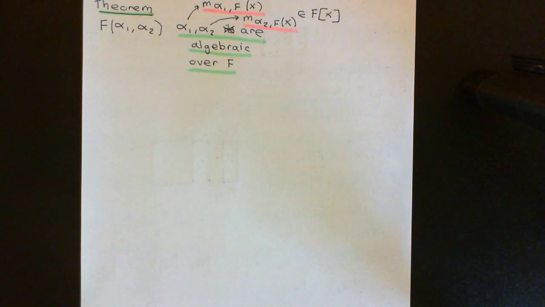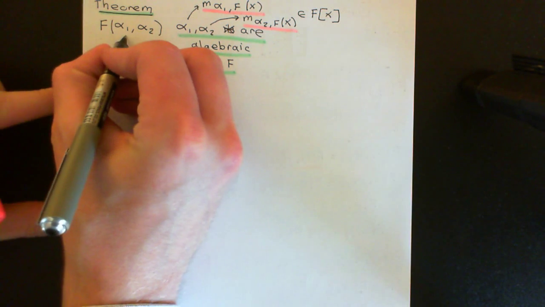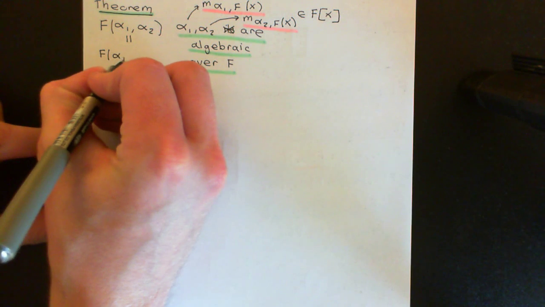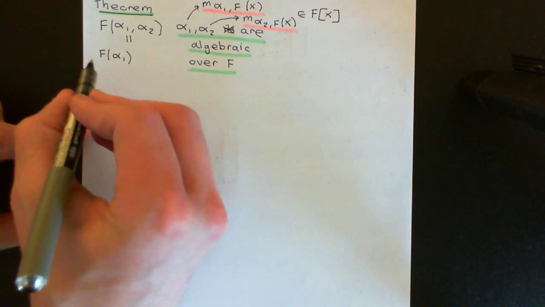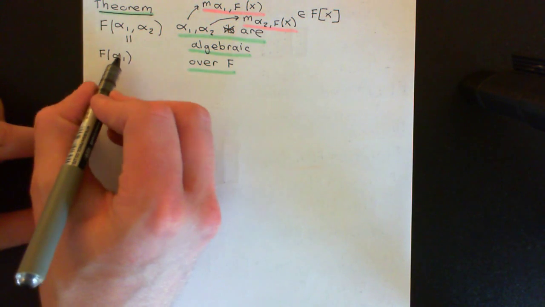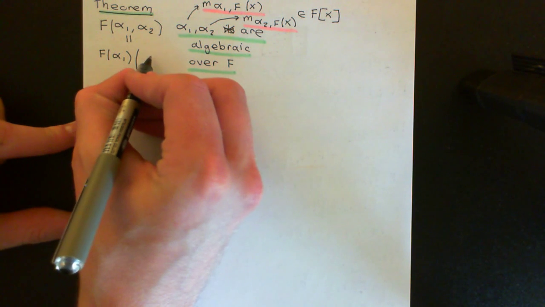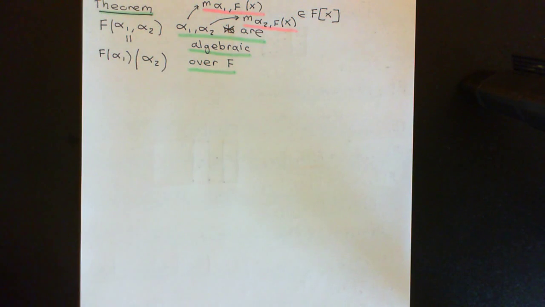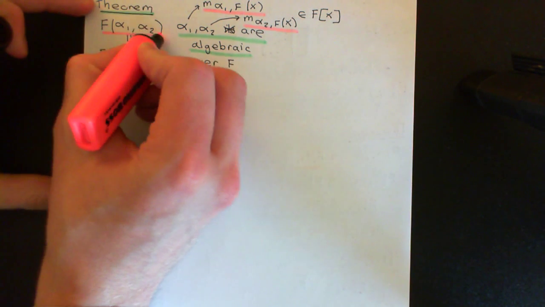Now the question becomes, how can we understand the field generated by alpha 1 and alpha 2 over F by understanding that it can be split down into two simple extensions? What we spent the previous video showing is that we can think of this as firstly extending F so that it now contains alpha 1, so build the extension of F generated by alpha 1 here, and then make a further extension to that, build the extension of F(alpha 1) which is generated by alpha 2 here. That's what we showed in the previous video.